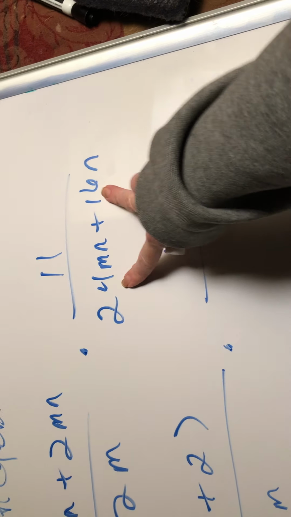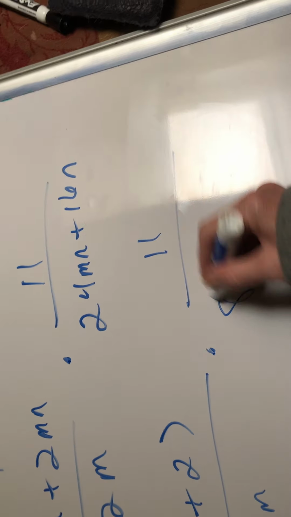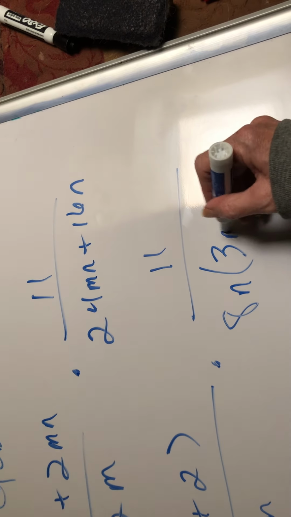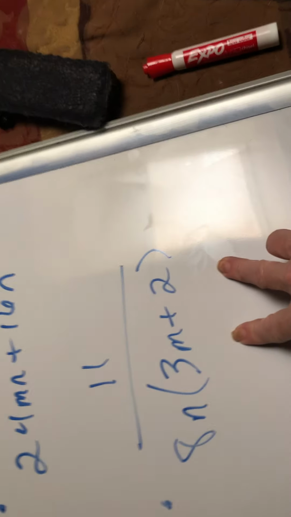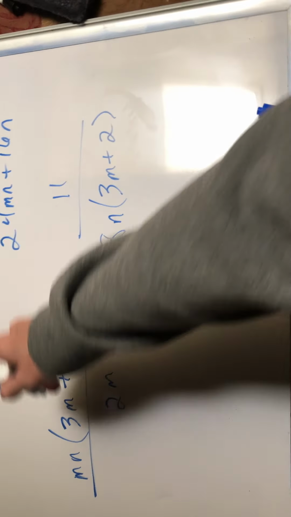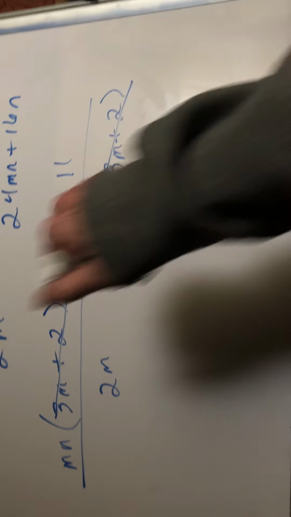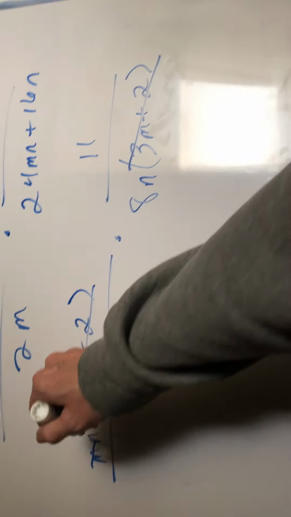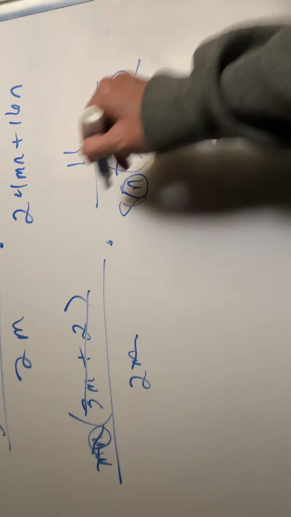Now here, out of these two, I can take an 8 out of 24 and 16. And then I can take an n out of both of them. So that leaves 3m plus 2. So now I'm looking at this. I've got a 3m plus 2 and a 3m plus 2 top and bottom that can cancel. I've got an m on the top and an m by the 2 that can cancel. I've got this n and this n by the 8 that can cancel.